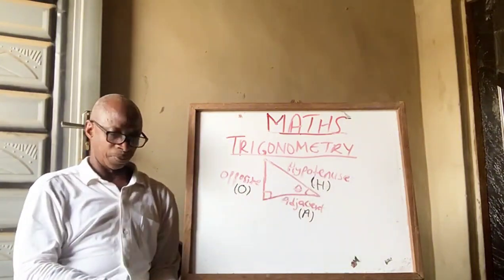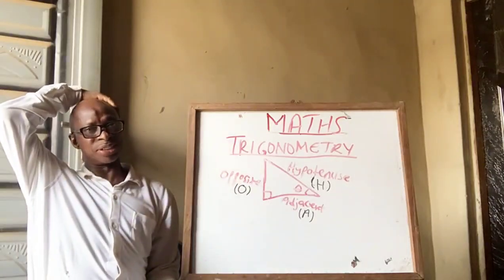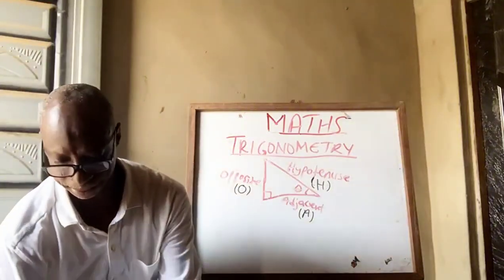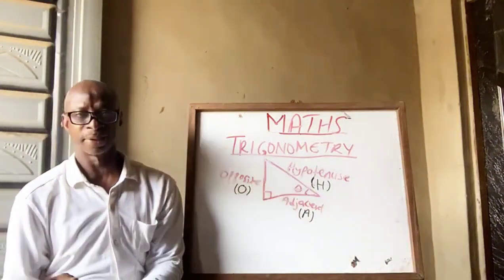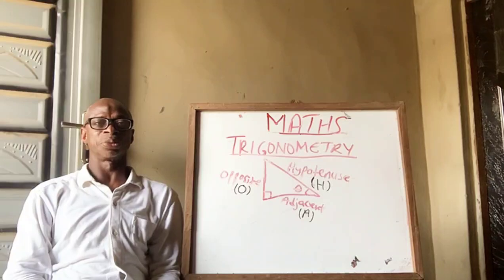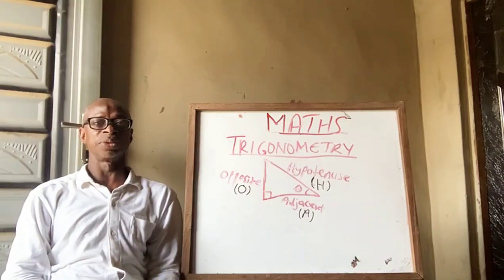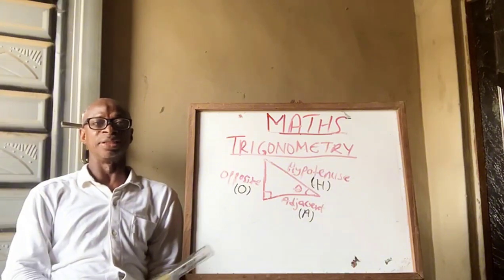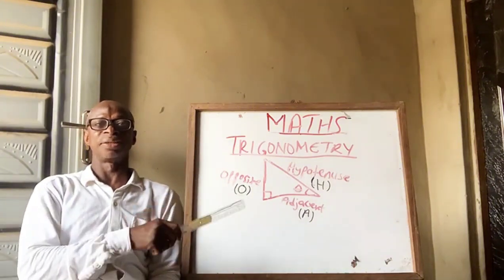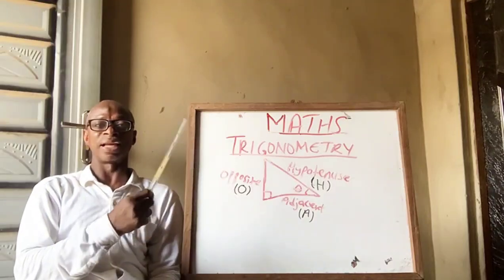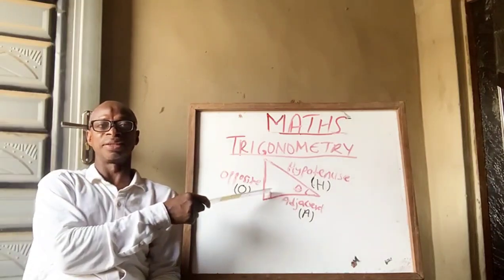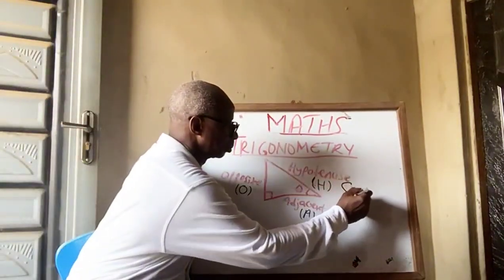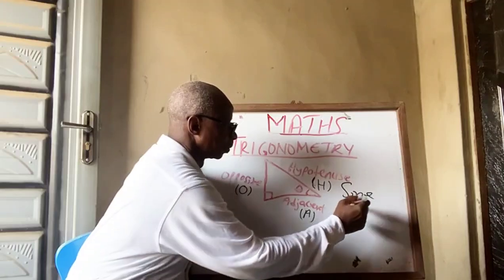So the aspect that we are going to consider here is the relationship between this triangle with sine, cosine, and the tangent of the angle theta given on the board. So we have sine, cosine.